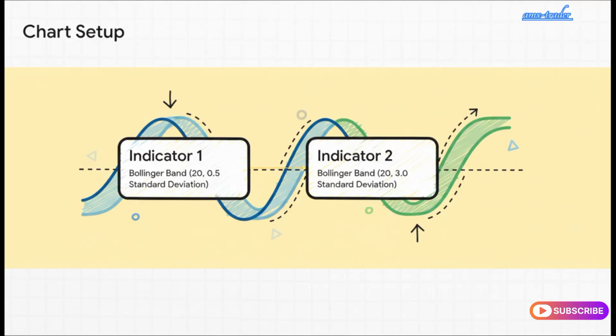Seriously. Okay, so first step, you're going to add a standard 20-period Bollinger Band. But, and this is key, you'll set the standard deviation to 0.5. This gives you your inner band, which is great for tracking immediate momentum. Step 2, you add another 20-period band, but this time you crank the deviation all the way up to 3.0. This outer band is what maps out the real extremes of volatility. And that's it. That's the whole setup.